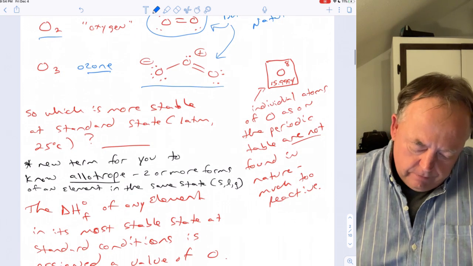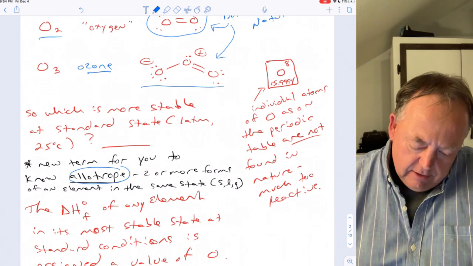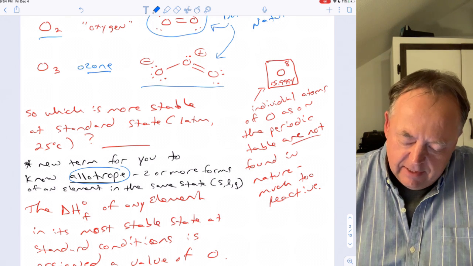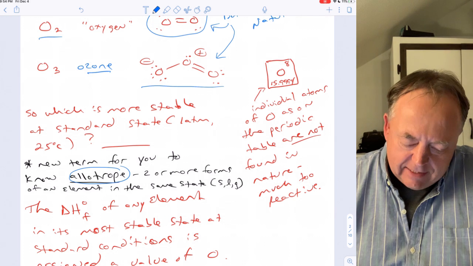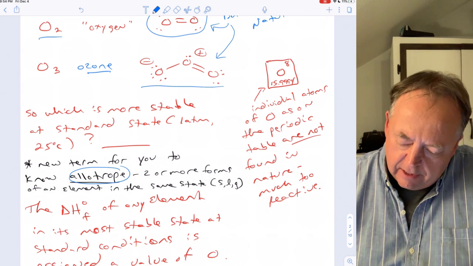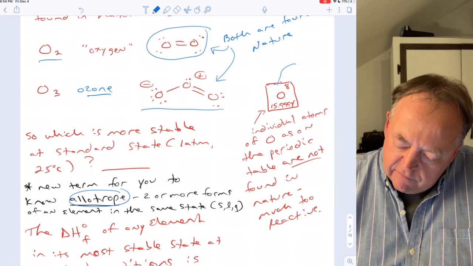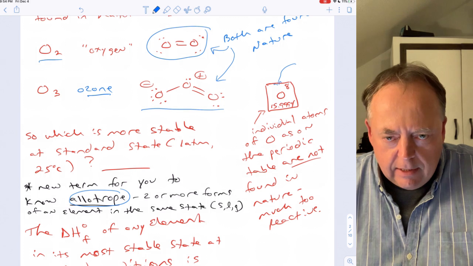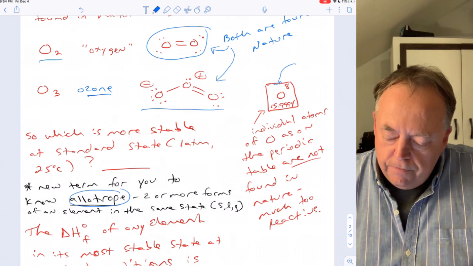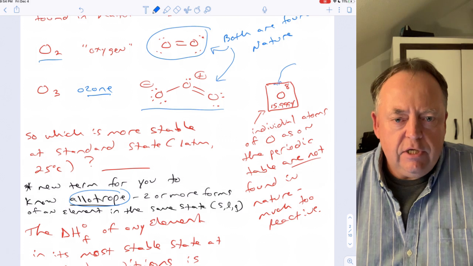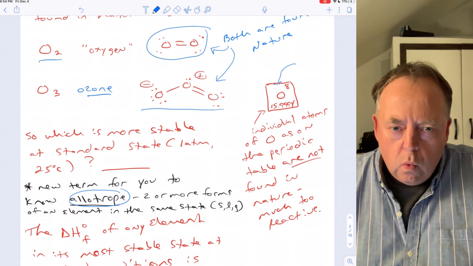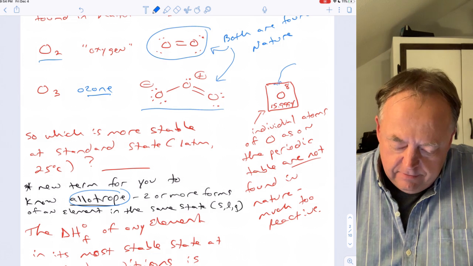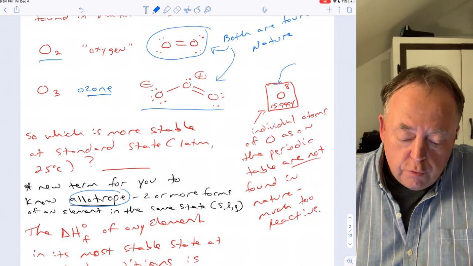A new term for you is allotrope. O2 and O3 are allotropes of each other. An allotrope is 2 or more forms of an element in the same state. In this case, both are gases, but one is O2, one is O3, both found in nature. Just individual atoms of oxygen, like on the periodic table, oxygen, atomic number 8, molar mass of 15.9994 grams per mole. You do not find individual atoms of oxygen in nature. Oxygen atoms are just way too reactive, so they will react with something in nature if present. But you can find O2 and O3 in nature.